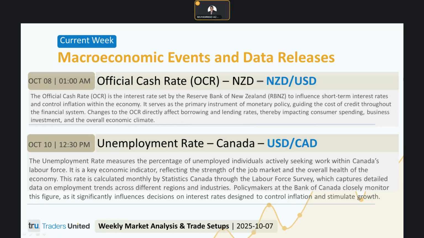So the conclusion is the Reserve Bank of New Zealand meeting is all about forward guidance. The actual rate decision is almost secondary to the tone the central bank strikes. Forex traders should be prepared for heightened volatility, not just at the 12:30 p.m. UTC time announcement, but throughout the subsequent press conference.